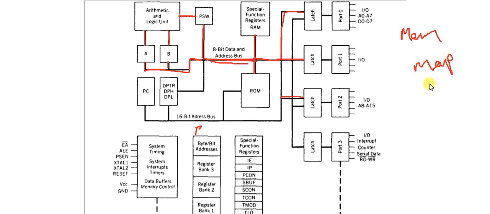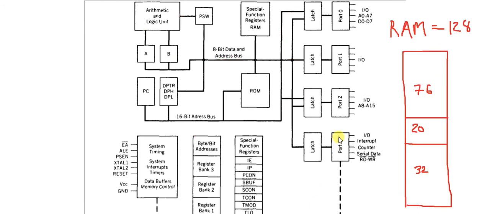What do you mean by memory map? The internal memory available with the microcontroller is of two types, RAM and ROM. So we have RAM of 128 bytes. Now the RAM is divided into three areas: one area of 32 bytes, another area of 20 bytes, and the third area of 76 bytes. Now let us understand why it is divided into three areas.